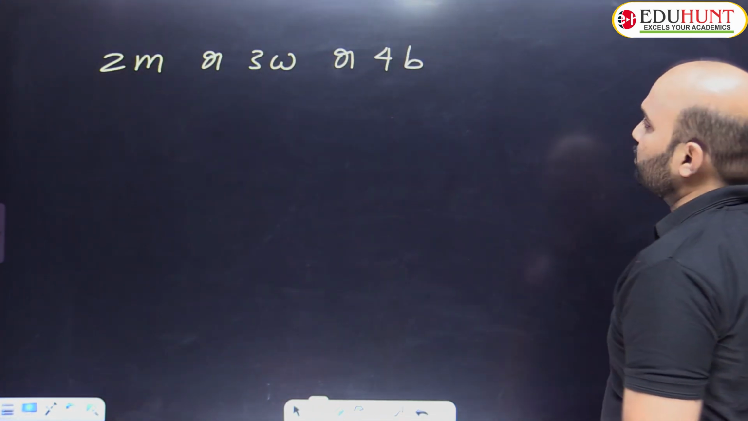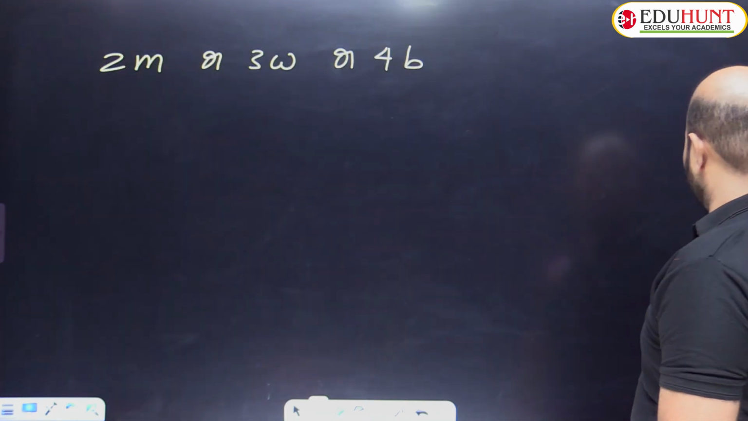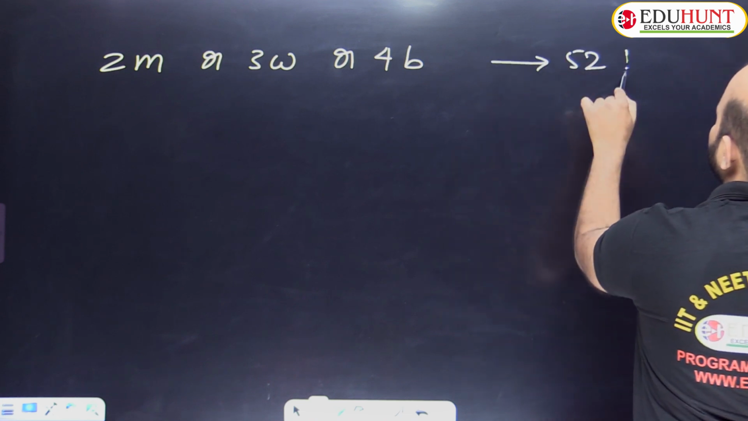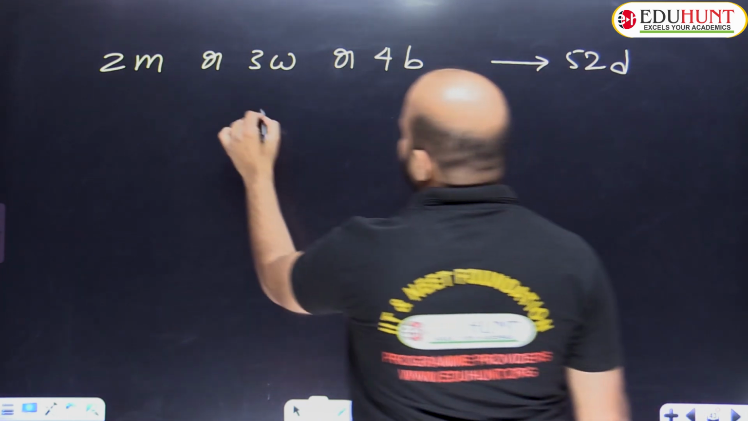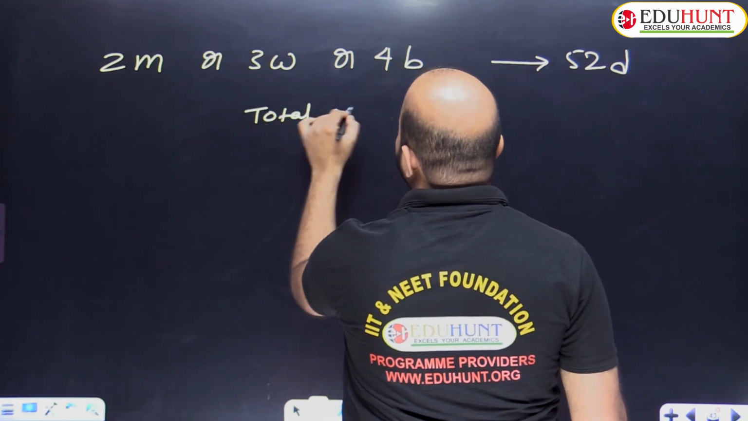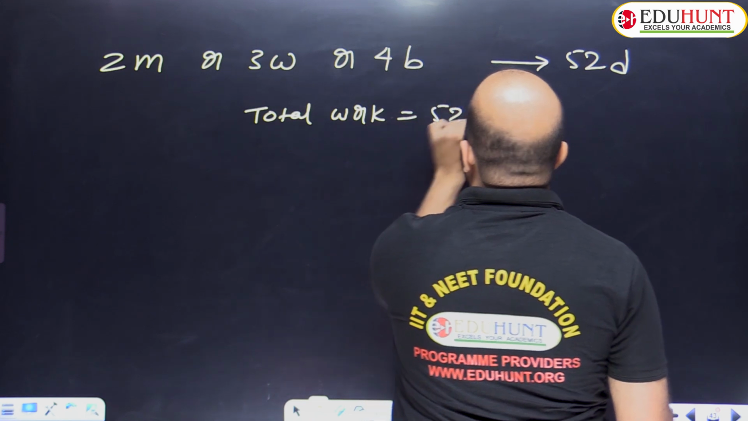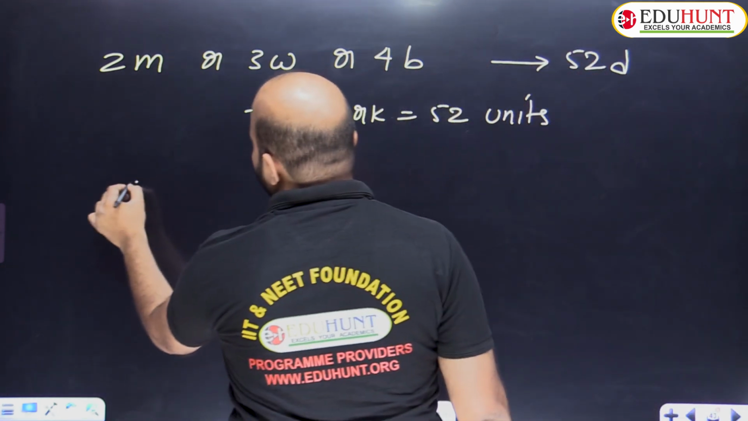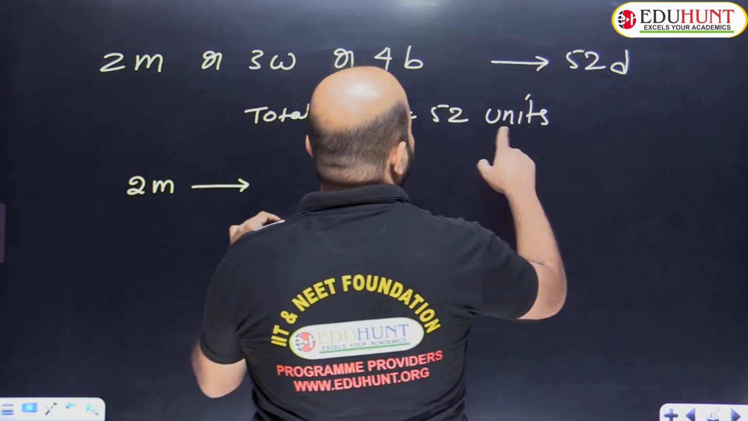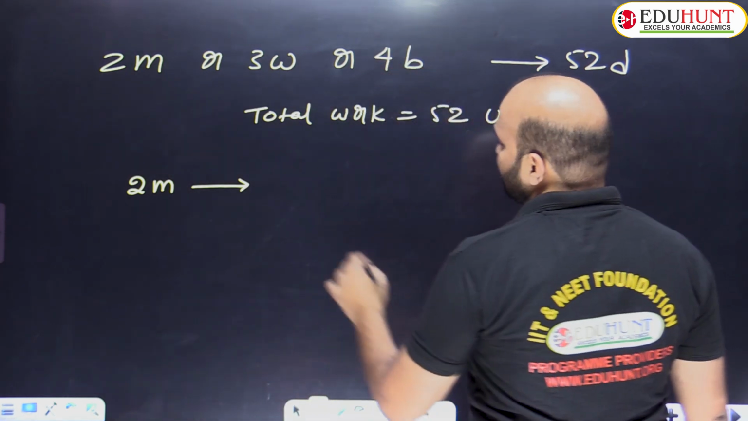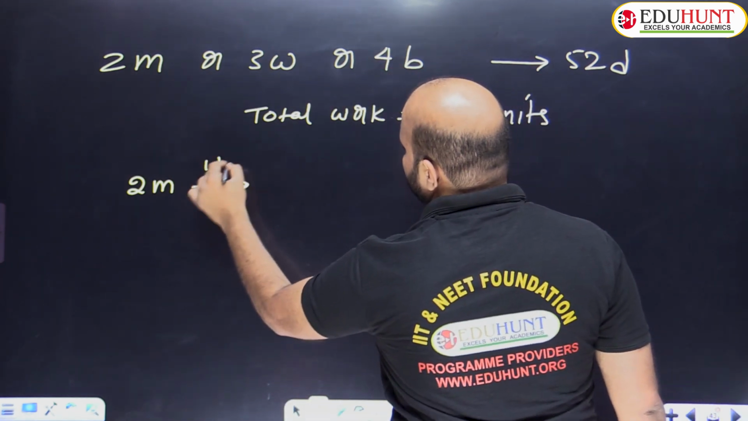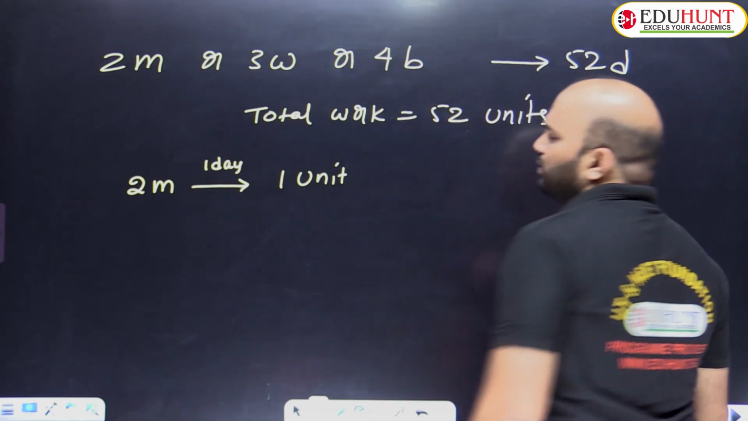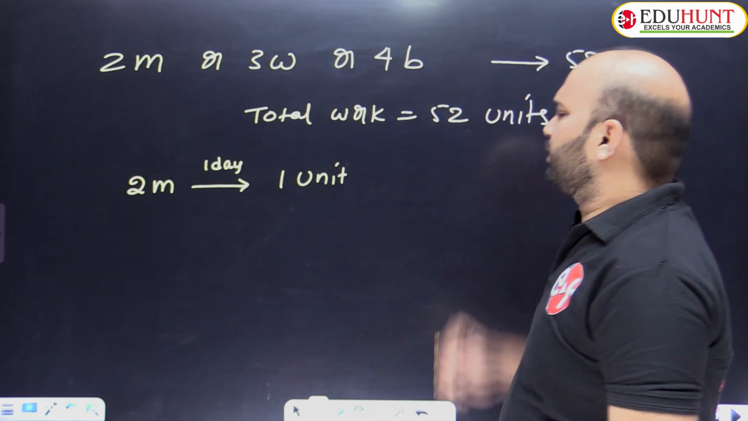That is the question. So 2 men or 3 women or 4 boys can do a piece of work in 52 days. This is the given question. So what I have taken first: total work equals 52 units. I have taken 52 units of work. Already given 52 days. So 2 men can do a piece of work of 52 units in how many days? 52 days. So 2 men complete 1 day's work in how many units? 1 unit. Am I clear? So 2 men complete 1 day's work, 1 unit.